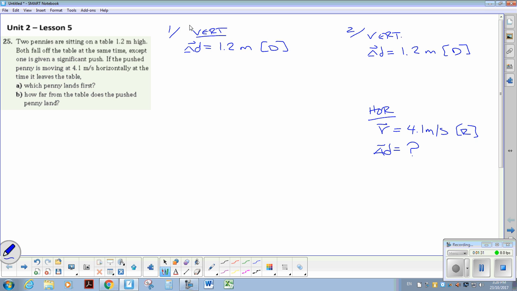Now, what else do we know vertically here? Well, vertically, we know the initial velocity, because it just left the edge of the table. So here's my penny off the edge. One of them is going straight down, the other one is following a parabolic path. But in both cases, both have a V1 of 0. So they weren't thrown downwards. Both of them share that information.